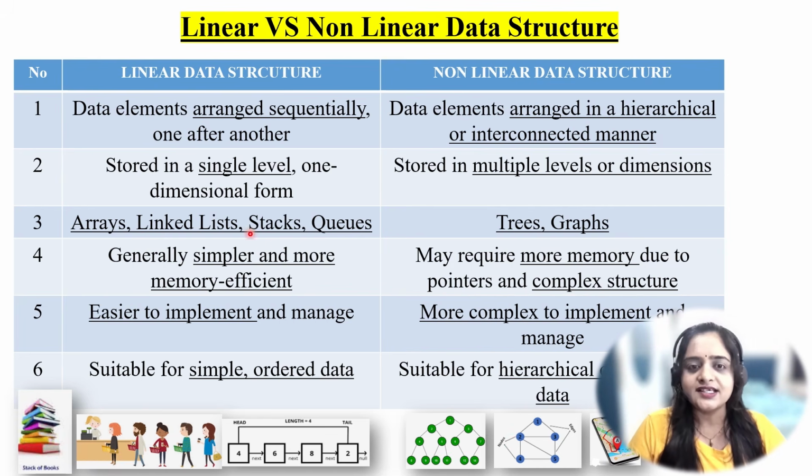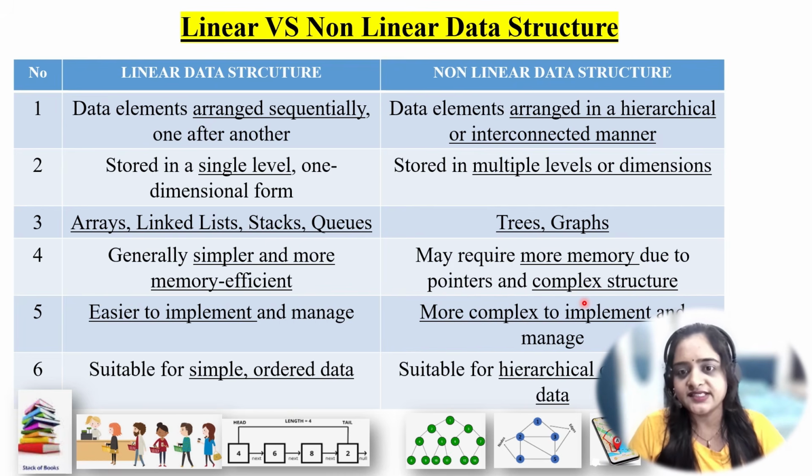Again, some examples like array, linked list, stack, queue are examples of linear data structure. And trees and graphs are examples of non-linear data structure. Basically, linear data structure is very easy to implement and manage. They are more memory efficient because they store all the data in a sequential manner.